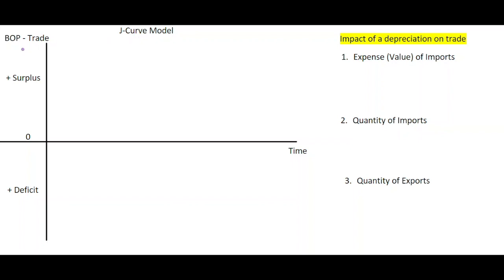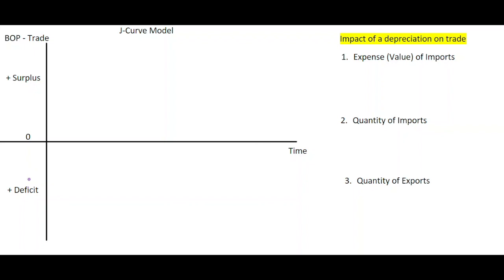So on our model here, we have the BOP, or balance of payments for a country, up on the y-axis, and we're concentrating on the current account, which mainly focuses on the trade of that country, so exports and imports. On the top half of the diagram, we have a surplus for the economy, and what that means is that exports are greater than imports for this country if they're operating in a surplus.